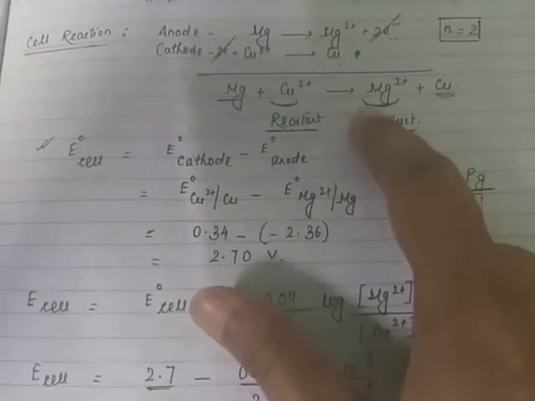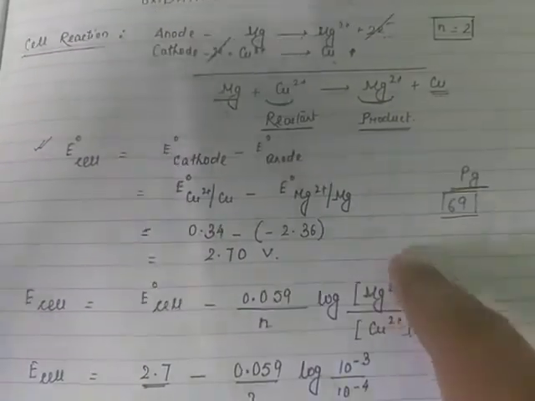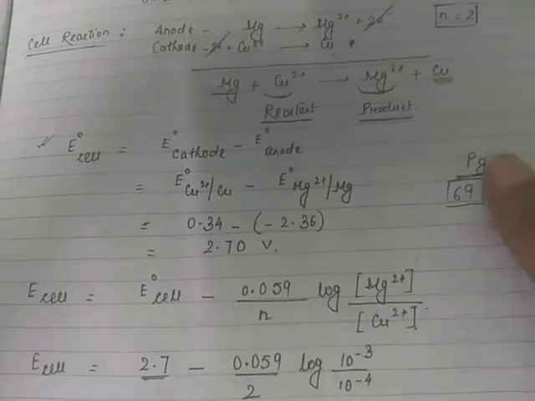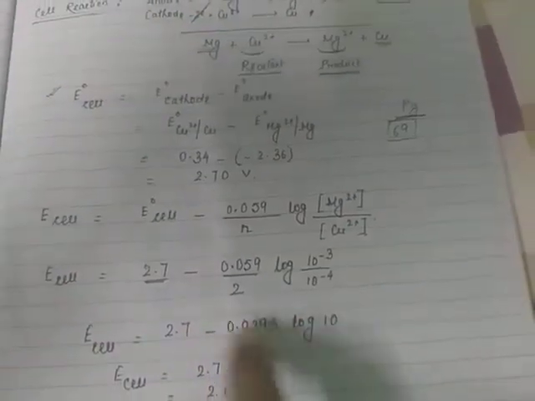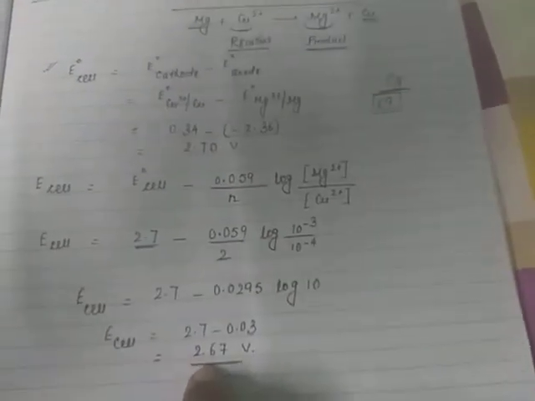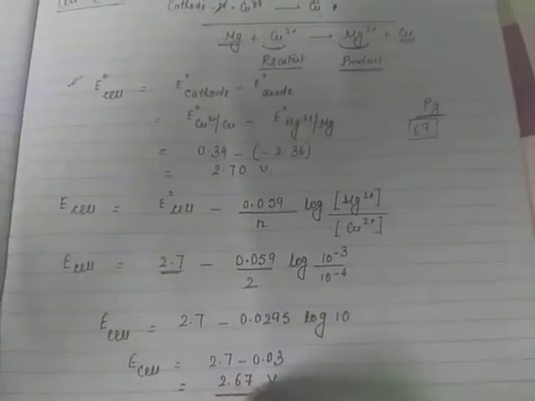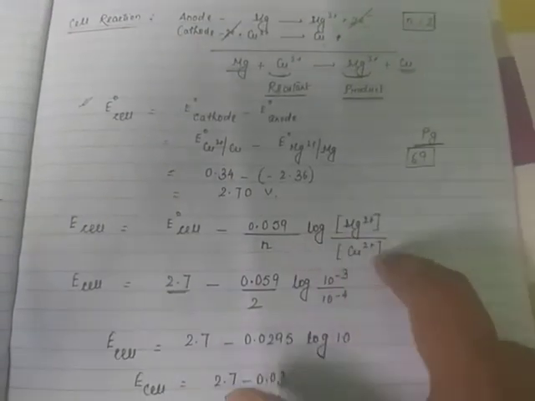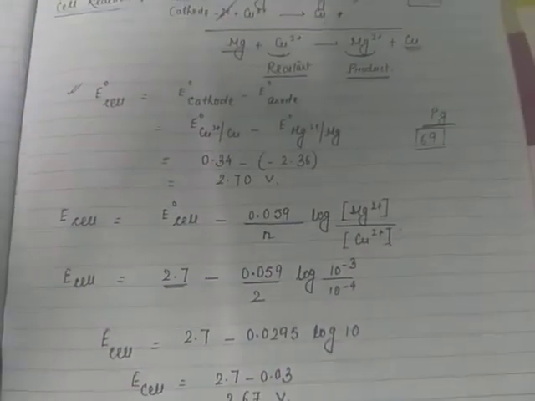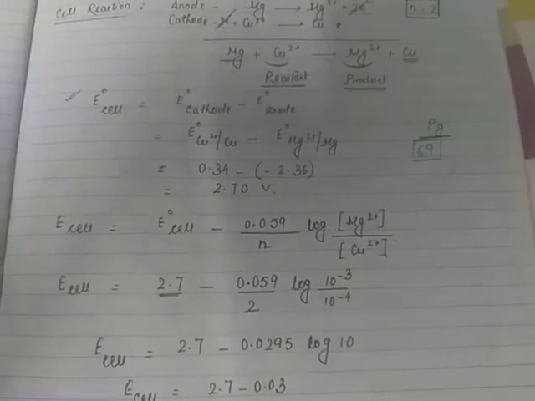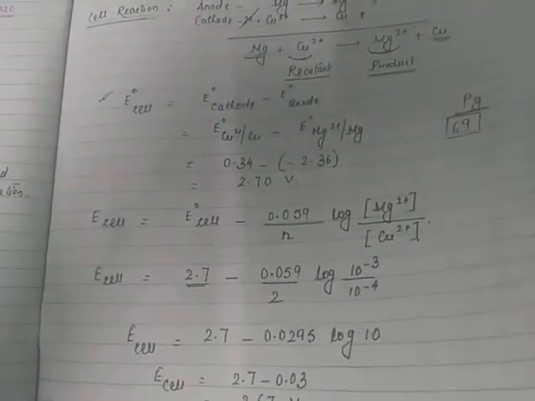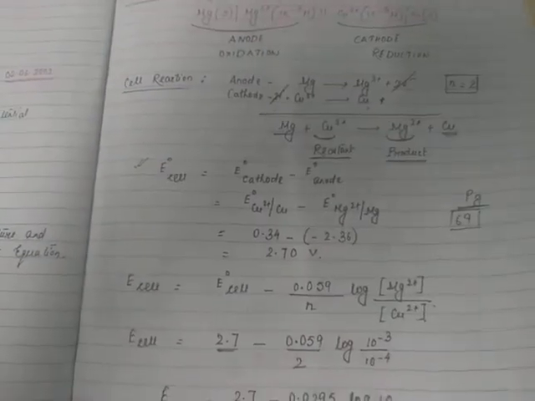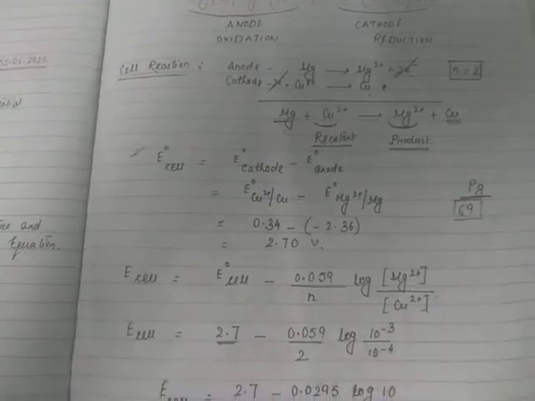Here we have 1 mole of Mg2+ and 1 mole of Cu2+. So here I did not write any part. Substituting the values, we are getting a drop of potential from 2.7 to 2.67 volt. That is, the presence of such ions may drop or may increase the cell potential. Now coming to the next question, 3.5, the next question.